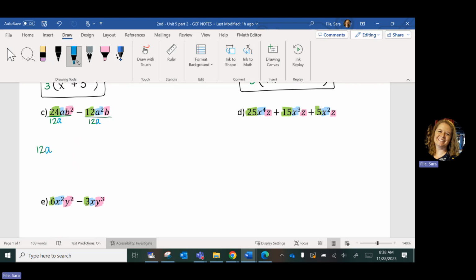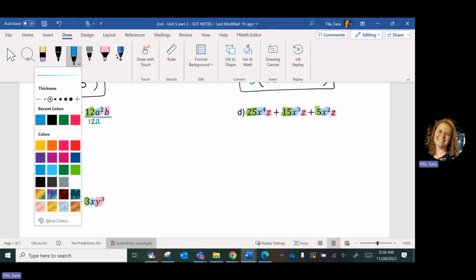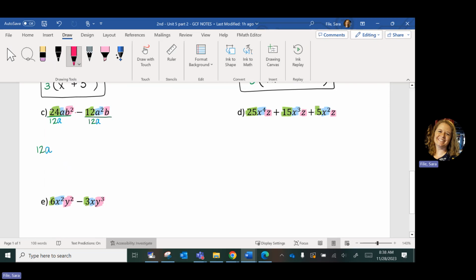Okay, what about the second variable, b? Yeah, they both have b, but the lowest exponent of it is just that understood 1. So just b. So here's my GCF, 12ab. So now I'm ready to put my leftovers. What am I left with when I do this division? So what is 24 divided by 12? 2. Okay, what is a divided by a?